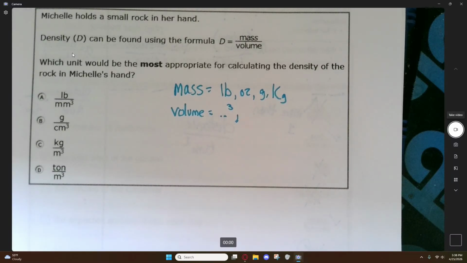Okay? She's picking up a small rock. Think about a small rock. Think about if you go outside, right, and you just kind of dig around the dirt for a minute, and you pick up a small rock that can fit in the palm of your hand. Okay? Which unit would be the most appropriate for calculating the density of that rock? How are you going to consider how big that rock is?